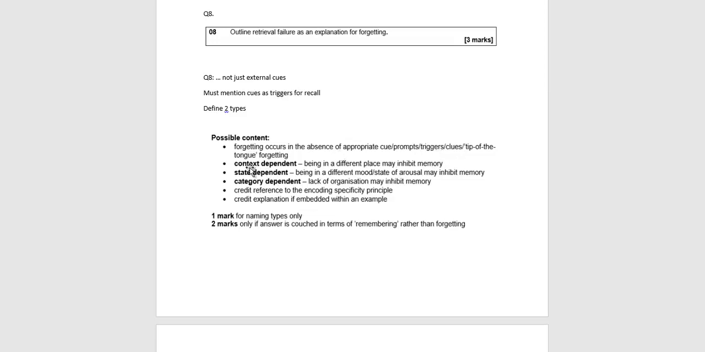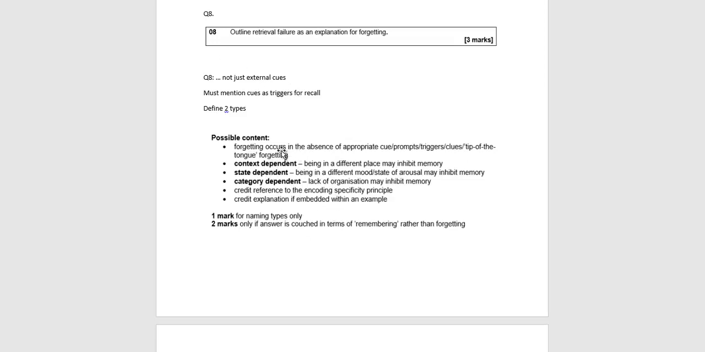Okay, and then literally we're going to go on to say these could be context dependent. So for example, being in a different place to where you learnt it may inhibit memory, or state, so being in a different mood or state of arousal may inhibit memory, as examples. So some of you had said these are external cues. They're not necessarily external cues because they could be your internal state as well. Okay, so be very careful with that.